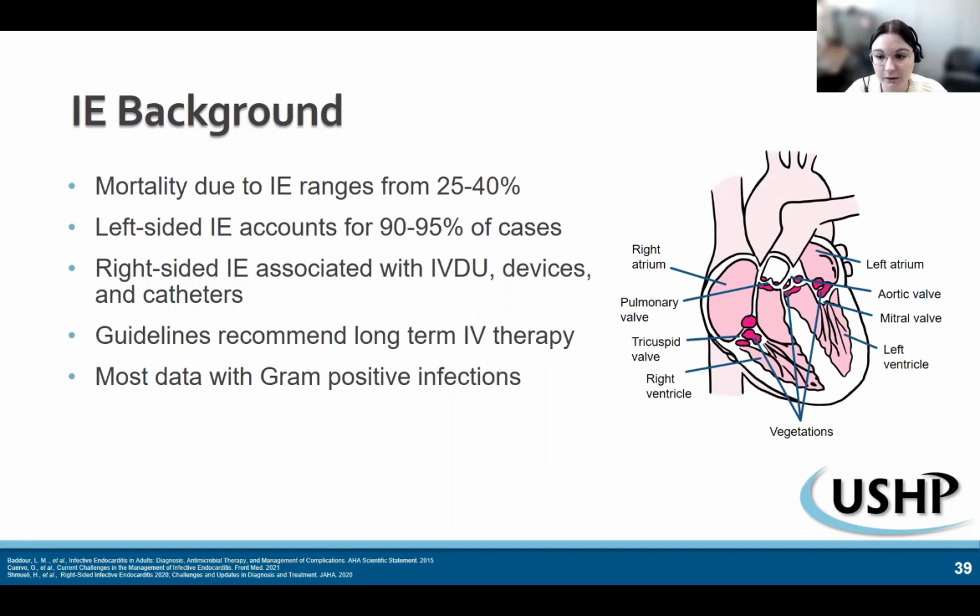Left-sided endocarditis is really the most common, accounting for 90 to 95% of cases, whereas right-sided is more associated with IV drug use, cardiac devices, and catheters. Left-sided has worse outcomes generally than right-sided. Our infective endocarditis guidelines recommend long-term IV therapy, generally between 2. Most data is with gram-positive infections, which is what I'll be focusing on in this section.